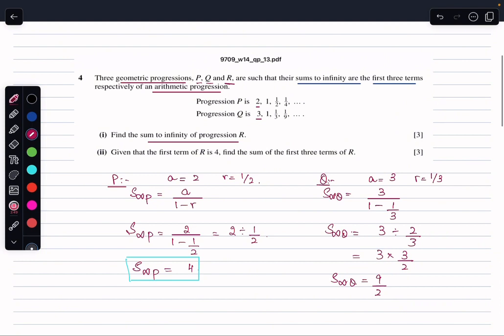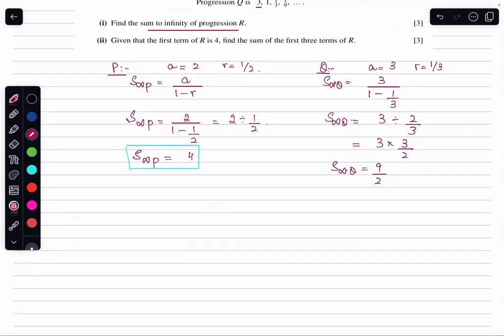So these two are going to be the first two terms of the arithmetic progression. For the arithmetic progression here, the sum to infinity for P is the first term, the sum to infinity for Q, 9 by 2, is the second term, and then the sum to infinity for R shall be the third term. So this is our t1, this is our t2, and this is going to be our t3. For an arithmetic progression, we know that the common difference is equal to t2 minus t1, or we can also say that this is equal to t3 minus t2.